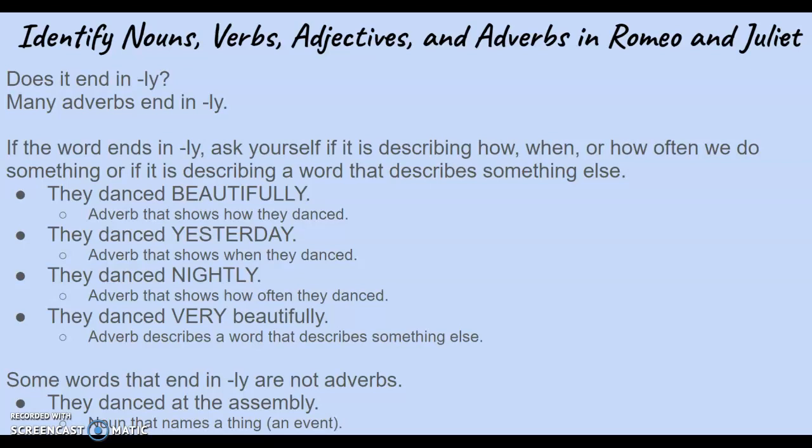They danced beautifully. Here, the adverb beautifully shows how they danced. It's describing that verb danced. They danced yesterday. Yesterday is also an adverb, but notice it does not end in ly. So that's why we say many end in ly, but of course not all of them. They danced nightly. That shows how often they danced. And they danced very beautifully. We already know beautifully is an adverb in this sentence. They danced beautifully. And here we have very in all caps. So remember, adverbs can describe other adverbs. Like here, very is describing beautifully.